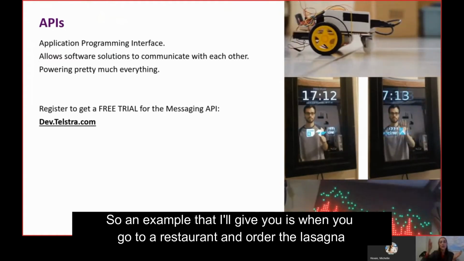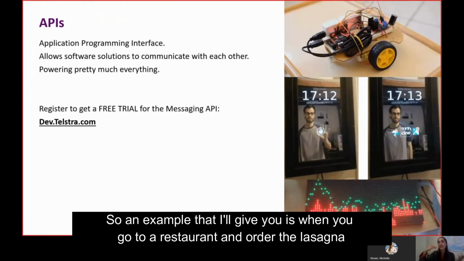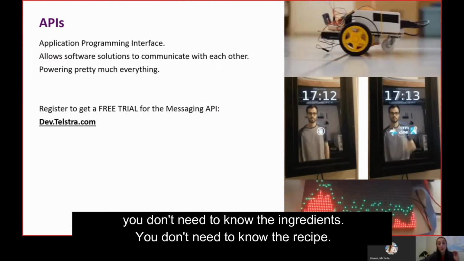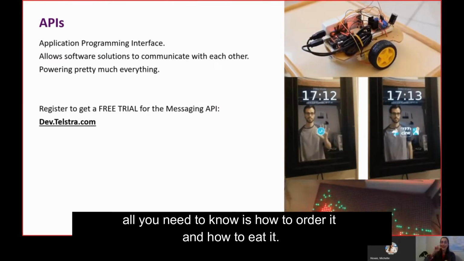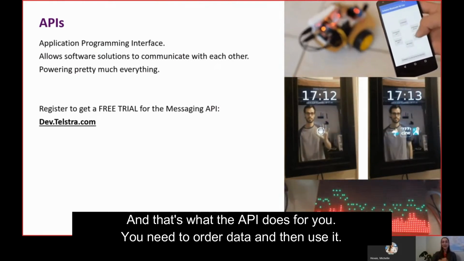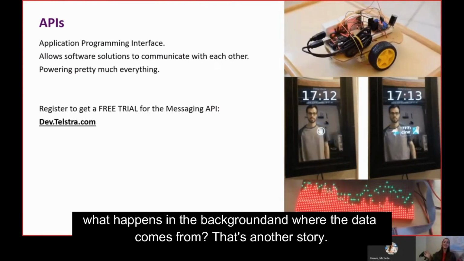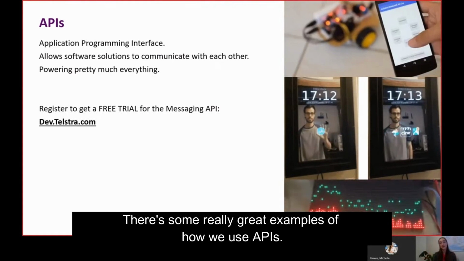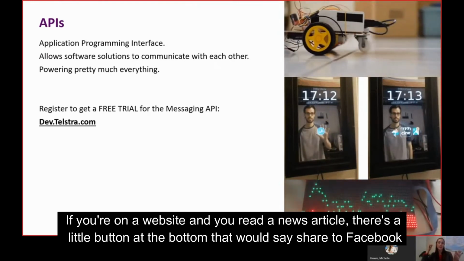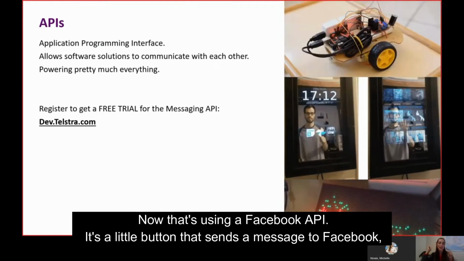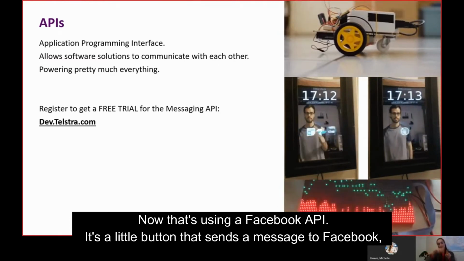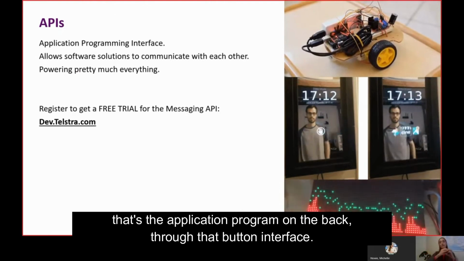An example that I'll give is when you go to a restaurant and you order a lasagna, you don't need to know the ingredients, you don't need to know the recipe. All you need to know is how to order it and how to eat it. And that's what the API does for you. You need to order data and then use it. What happens in the background and where the data comes from, that's a whole other story. There's some really great examples of how we use APIs. If you're on a website and you read a news article, there's a little button at the bottom that would say share to Facebook. Now that's using a Facebook API. It's a little button that sends a message to Facebook. That's the application program on the back through that button interface.